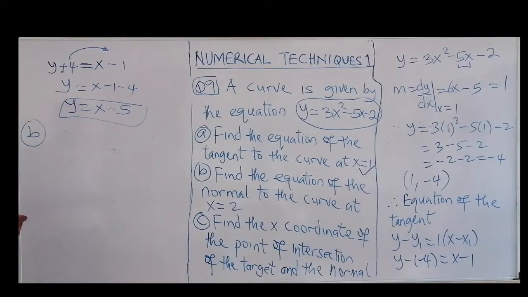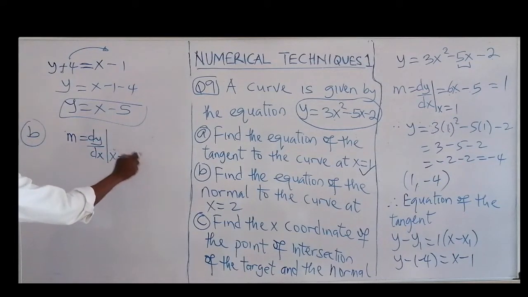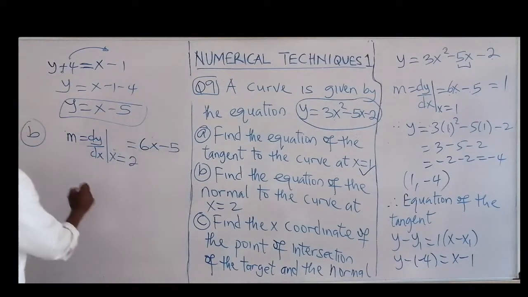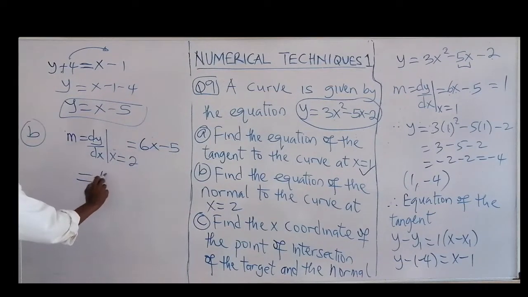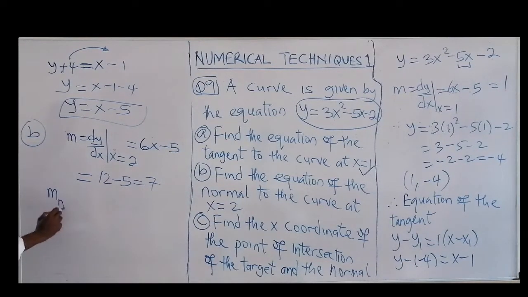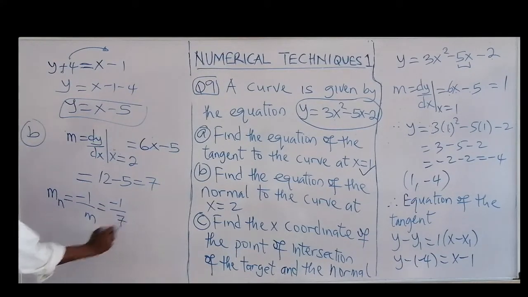For the b part, the first thing we do is to get the slope, which is equal to dy/dx at that point, at x equal to 2. The dy/dx is 6x minus 5. So substitute that: 2 times 6, that's 12 minus 5. So that's 7, that's the gradient. Then the gradient of the normal will be equal to minus 1 over m, that's minus 1 over 7.